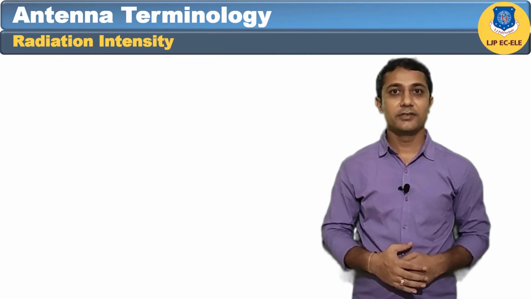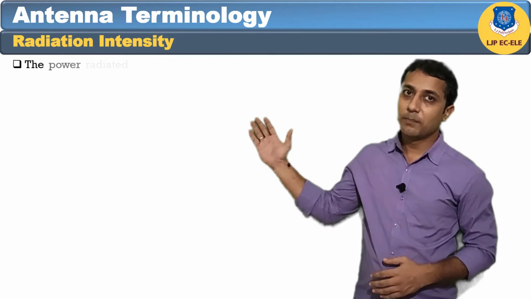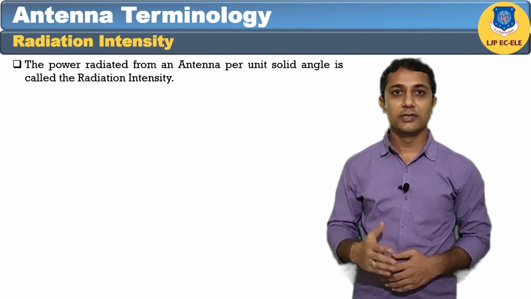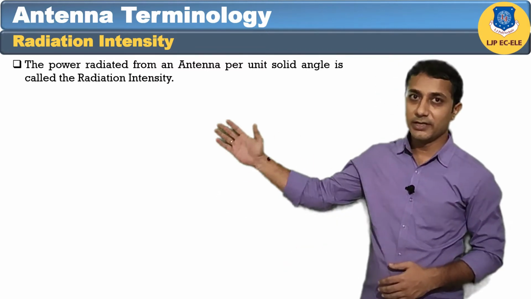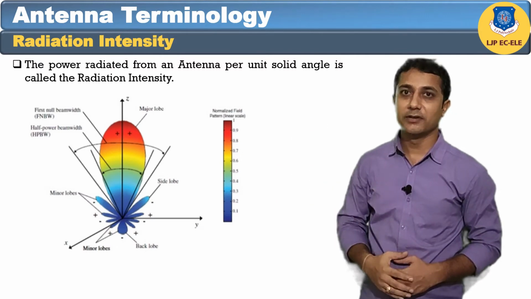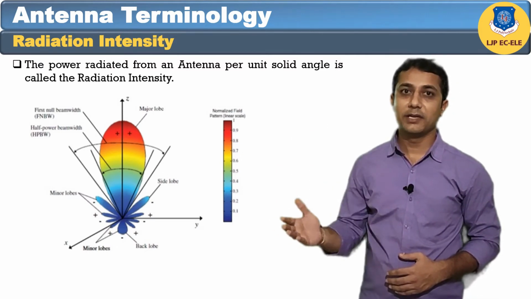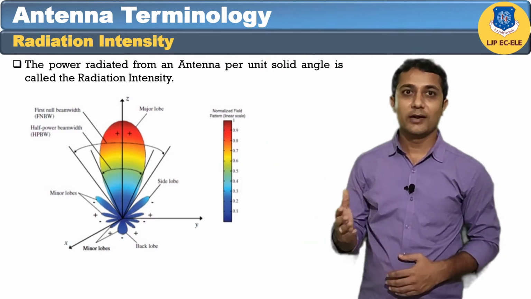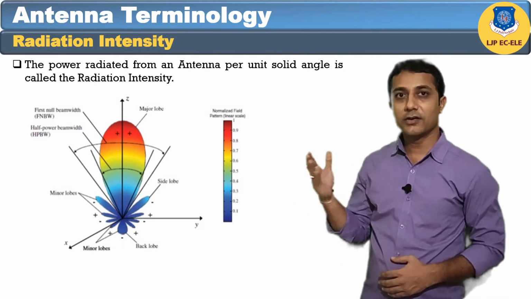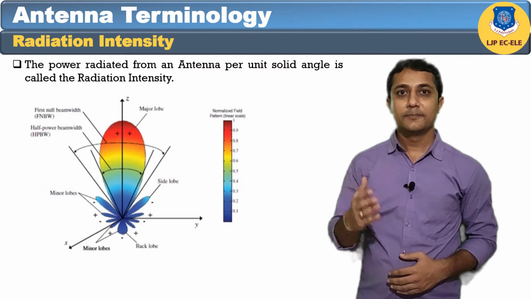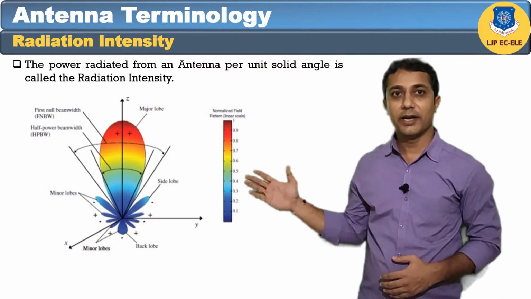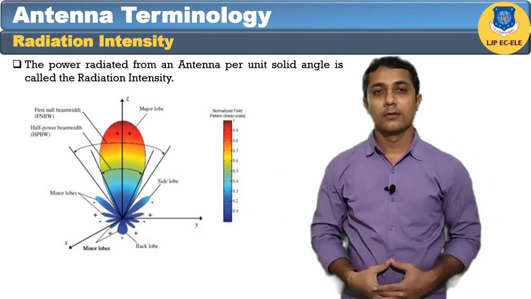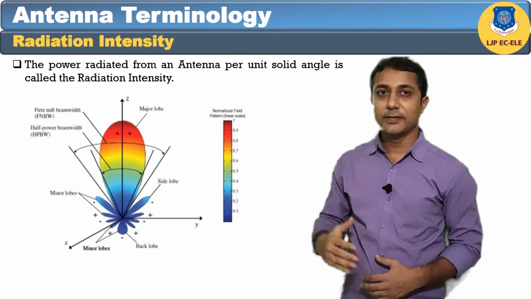The standard definition of the radiation intensity is the power radiated from an antenna per unit solid angle. The radiation intensity is a far field parameter which can be obtained by simply multiplying the radiation power density by the square of the distance. Poynting vector or power density depends on the distance from the antenna, while radiation intensity is independent of the distance. So this is about the radiation intensity.